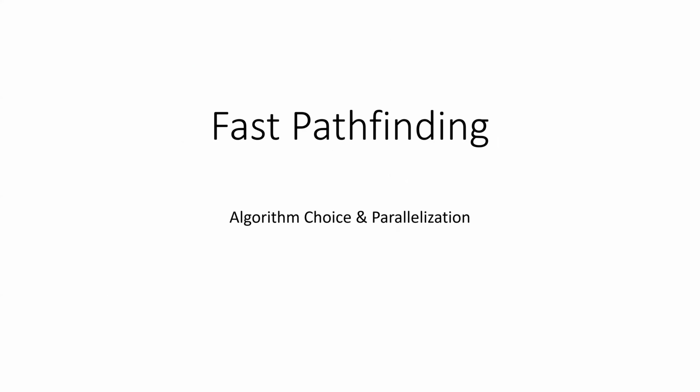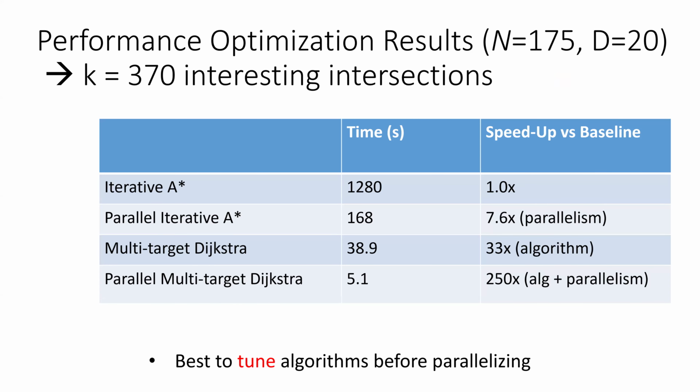So that's it for kind of simple programs. Let's talk about actual M4. I told you that there was a reason I was redescribing some of the algorithms. These are results for one of our big test cases, what we call extreme test cases. In this one there are 175 deliveries, so each has a pickup and a drop off, and there are 20 depots. So that's 370 interesting intersections, K equals 370. We do this on Toronto.